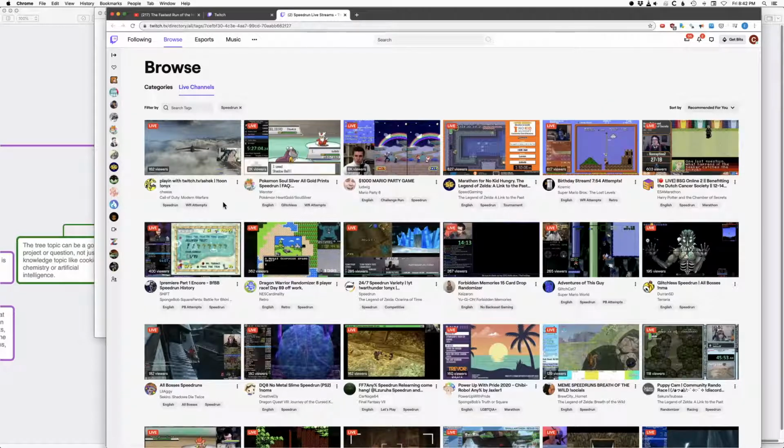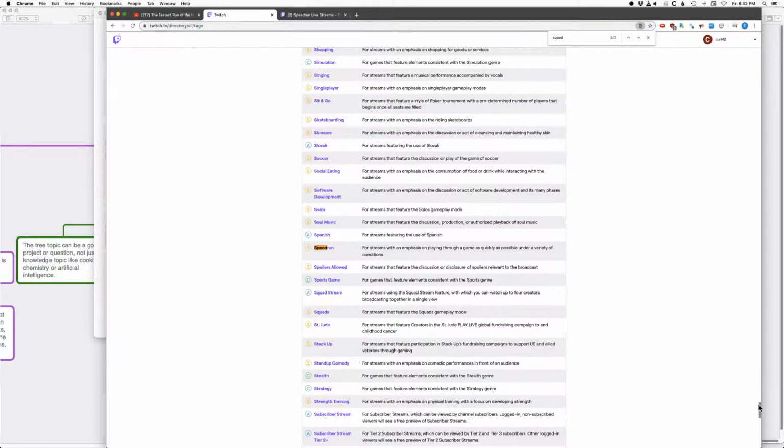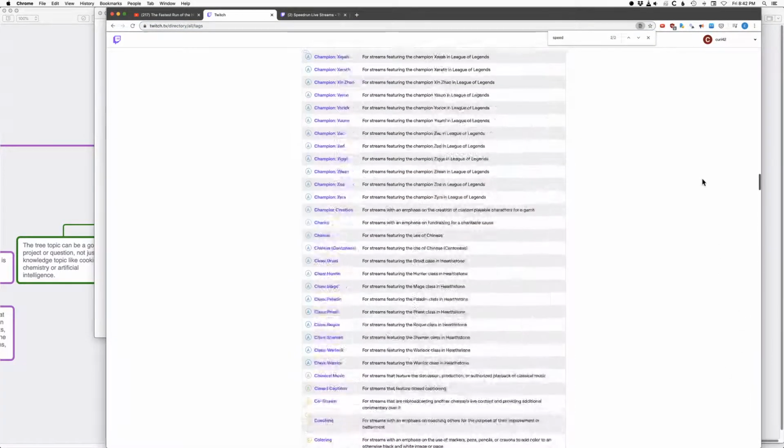Wait, Twitch finally added a speedrun tag, so you can just look at all the current speedruns going on. It's amazing. I wanted this for a long time. It would make sense for custom tags where people could just add whatever they wanted, and then you could search that. Does that exist? No, Twitch seems to have a list of like 100 tags. You can use those.